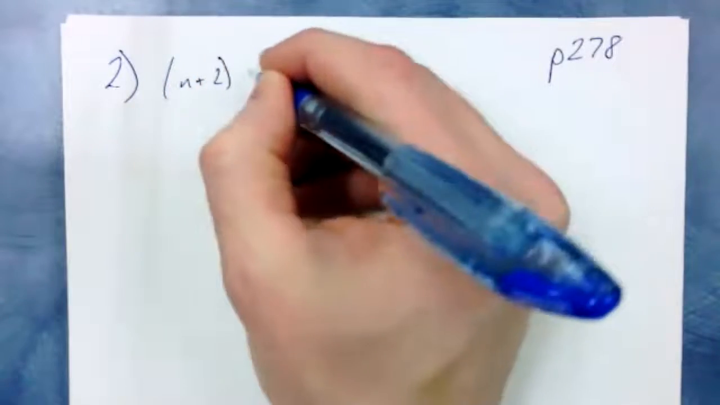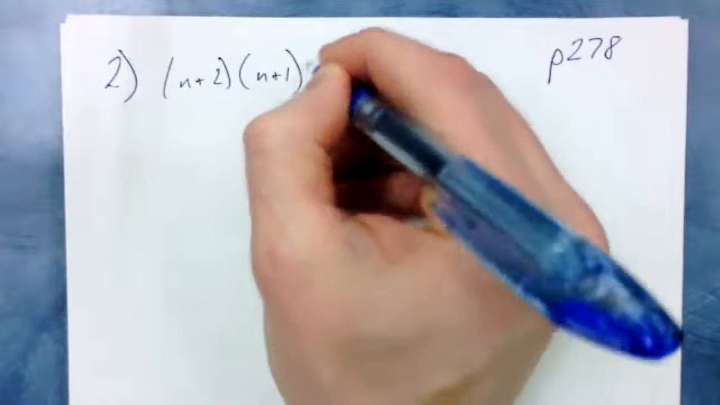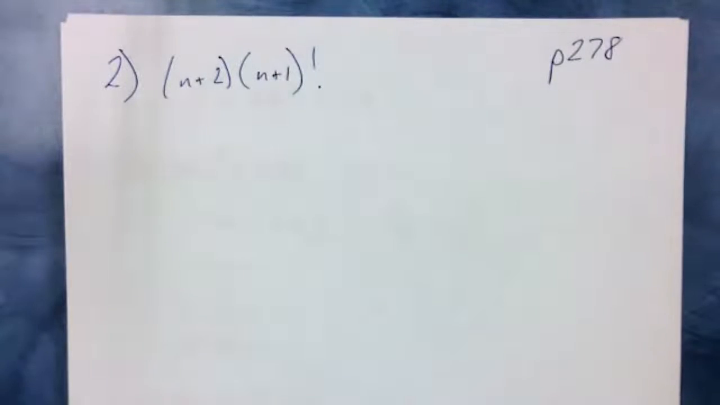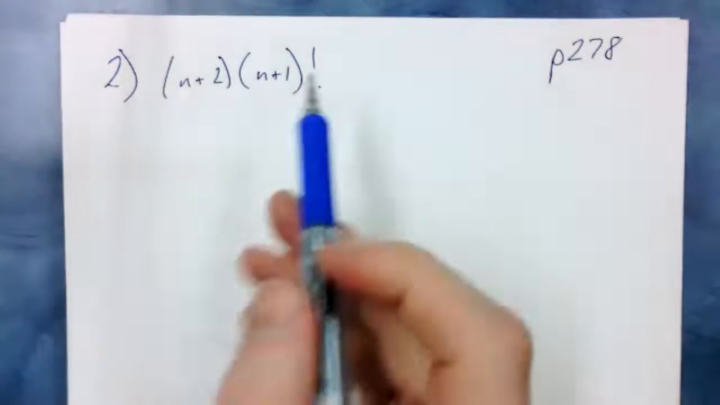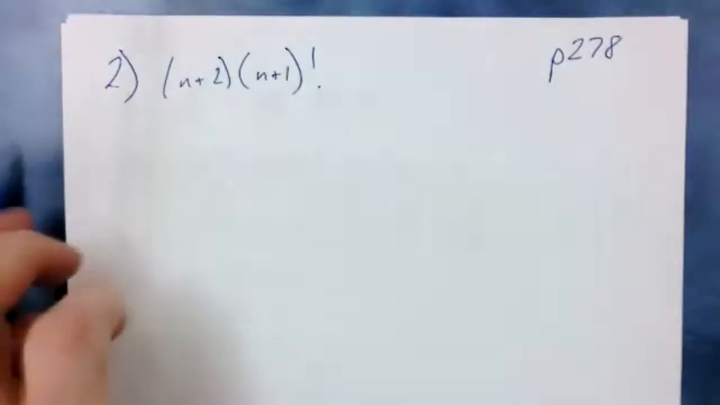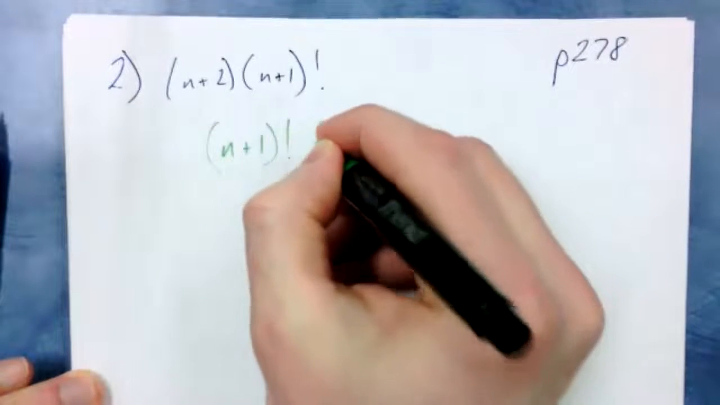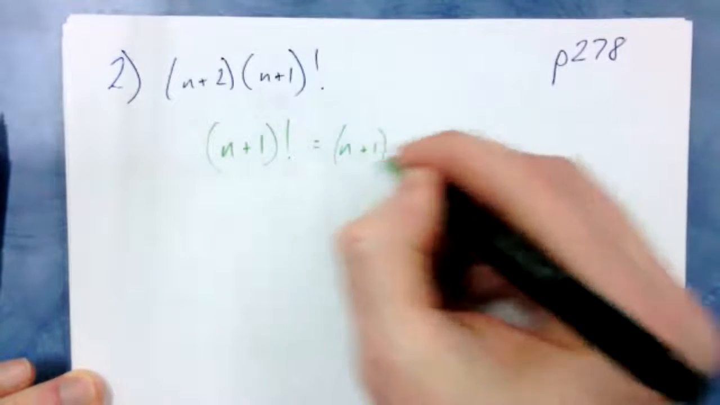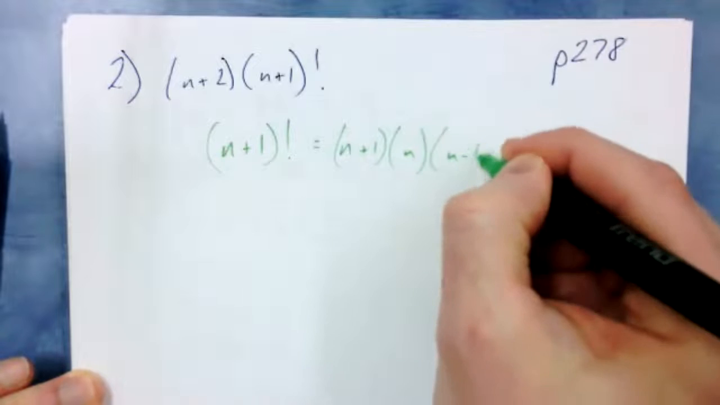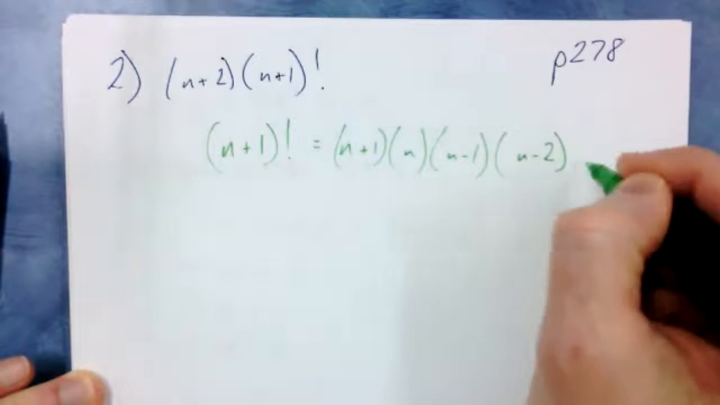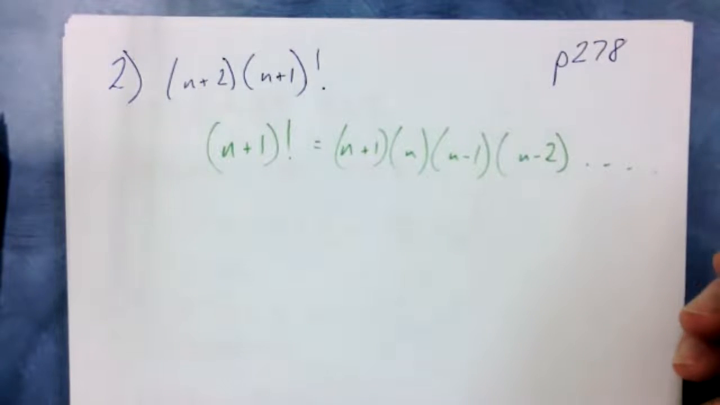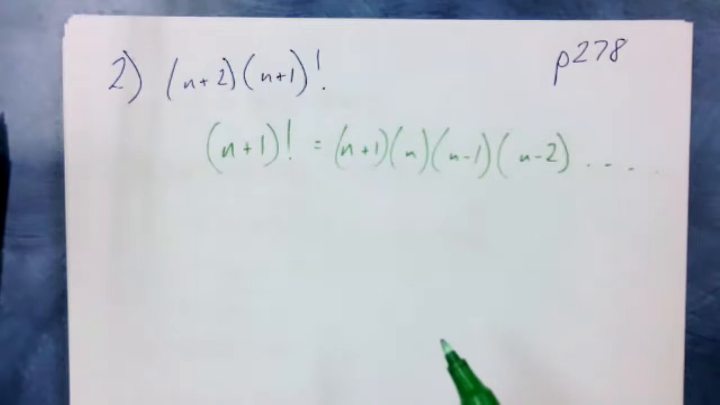(n plus 2) times (n plus 1) factorial. So (n plus 1) factorial means, I'll write it in a different color, (n plus 1) factorial equals (n plus 1) times n times (n minus 1) times (n minus 2), blah, blah, blah, right? Okay. You see where this is going? Yeah, I just needed the why. I just didn't understand the why that's happening here.